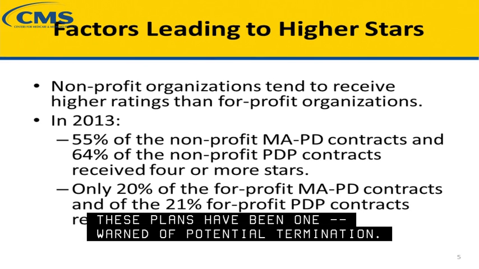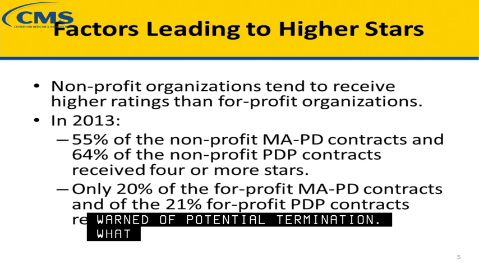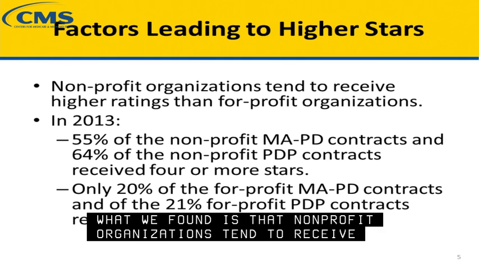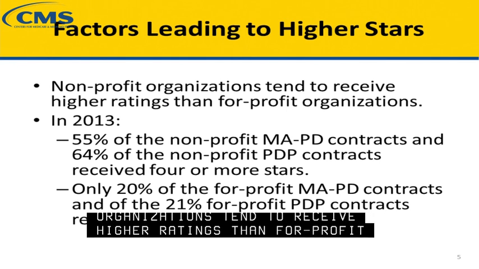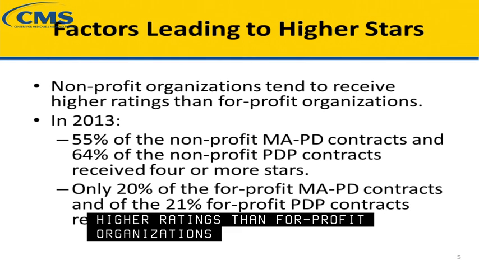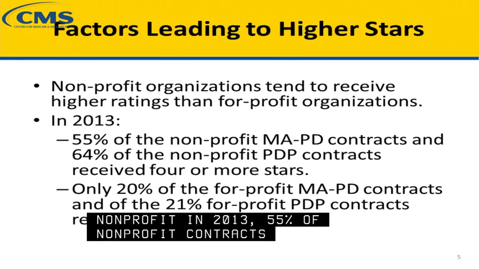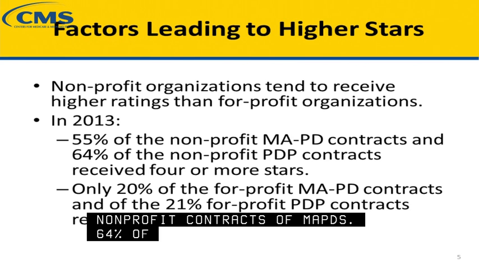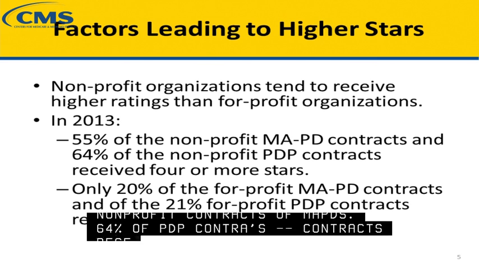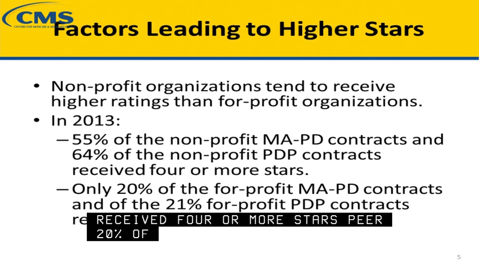What we found is that nonprofit organizations tend to receive higher ratings than for-profit organizations. In 2013, 55% of nonprofit contracts of MAPDs and 64% of PDP contracts received 4 or more stars. In terms of for-profit contracts, 20% of the MAPD contracts and 21% of standalone PDP contracts received 4 or more stars.